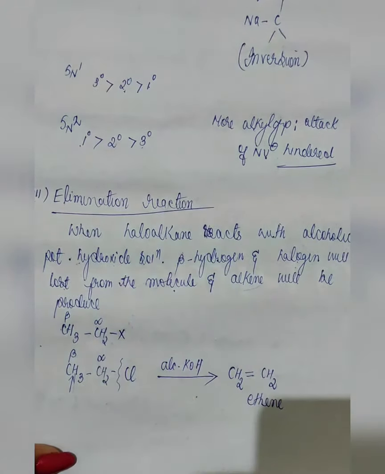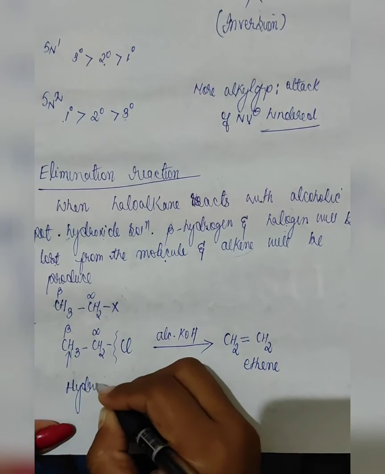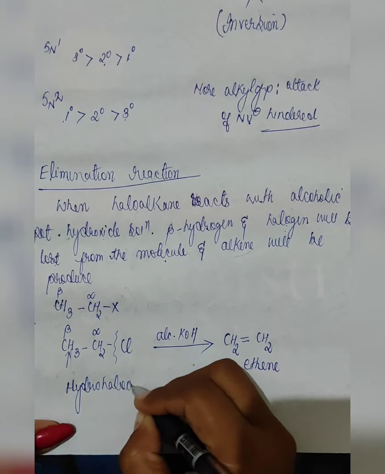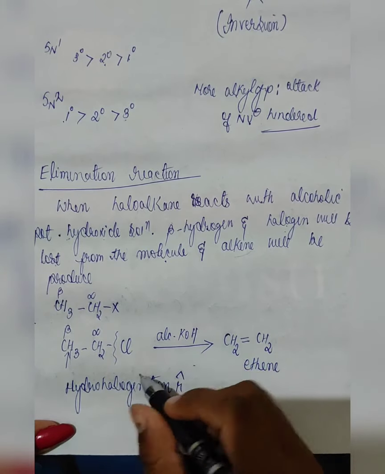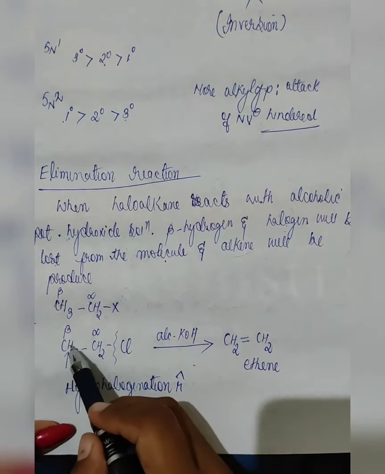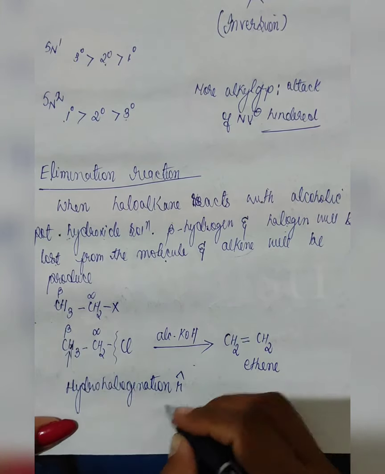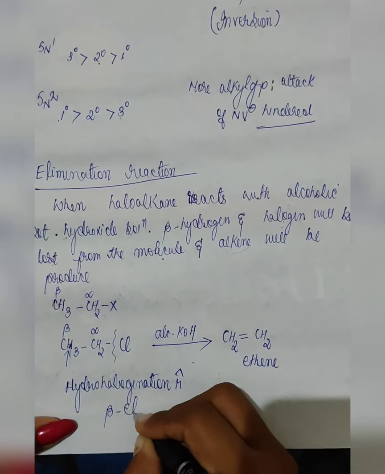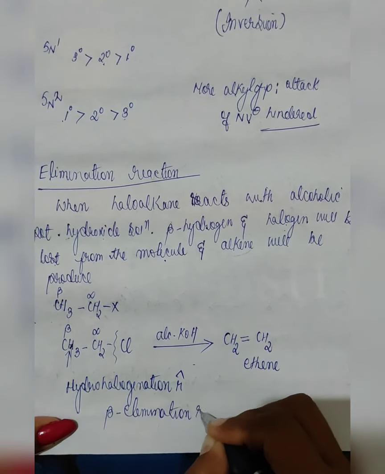Now this reaction is also known as hydrohalogenation reaction. Why? Because here hydrogen and halogen are lost, and since hydrogen is lost from the beta position, this is also known as beta elimination reaction.